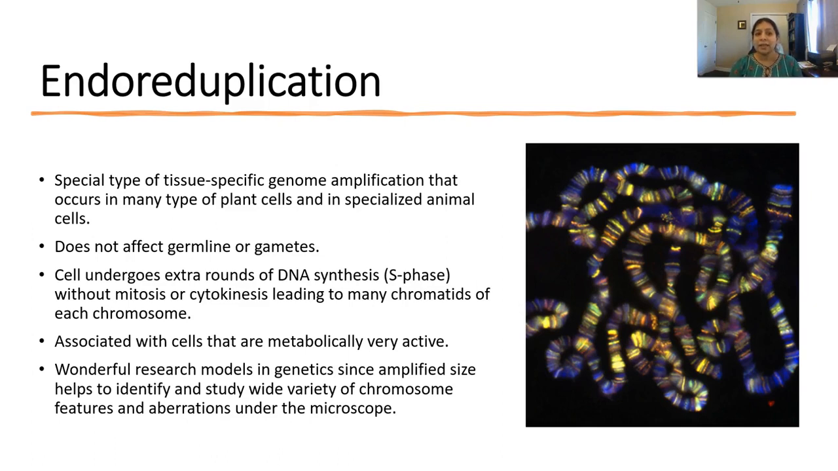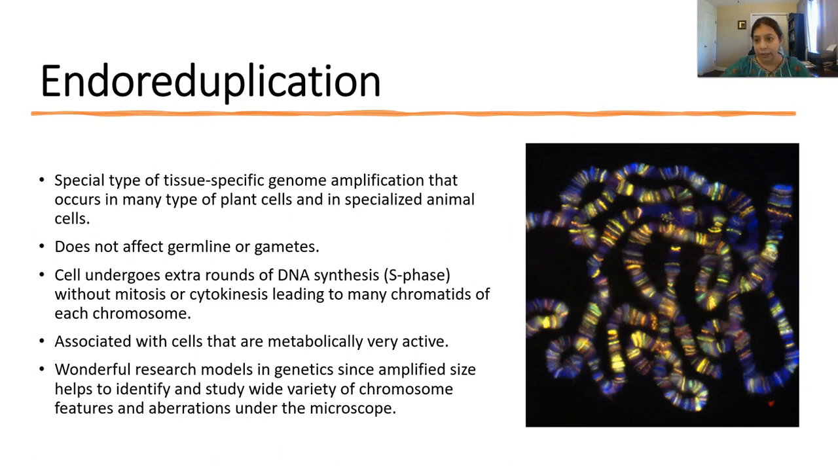In this case, cells undergo multiple rounds of DNA synthesis, so they duplicate their DNA multiple times. So you're essentially getting a polyploid cell without making a polyploid organism. They don't go through mitosis, no cytokinesis. They just keep duplicating the DNA multiple times. So you have these chromatids all joined together in these chromosomes, making really thick chromatids. These are usually associated with cells that are extremely metabolically active and doing a lot of work.